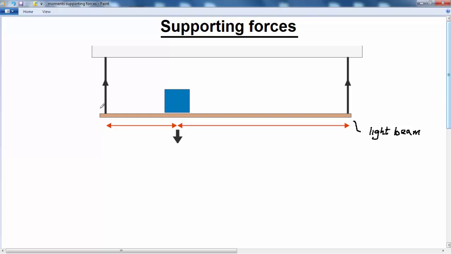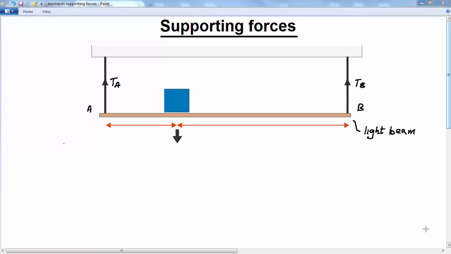Okay, so what we're going to say first of all is that in a situation like this, the tensions in each of these cables, we refer to A and B, tension A and tension B would not necessarily be the same. They would depend upon the position of the load on the beam. Yes, they will be the same if the load is exactly in the middle, but if the load is shifted either to the left or the right, then the tensions TA and TB will be different.